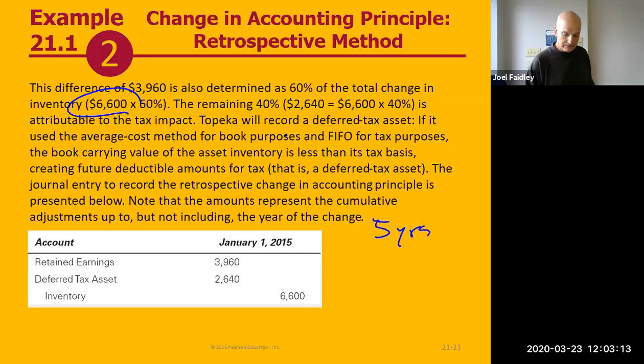Since the books are closed, obviously, this is for the last 5 years, then 3960, 60% of 6,600, 3960 is what? The reduction of my net income. Cost of goods sold went up, $6,600, so $6,600 is coming out of my net income, net of tax. I'm reducing retained earnings by 3960.